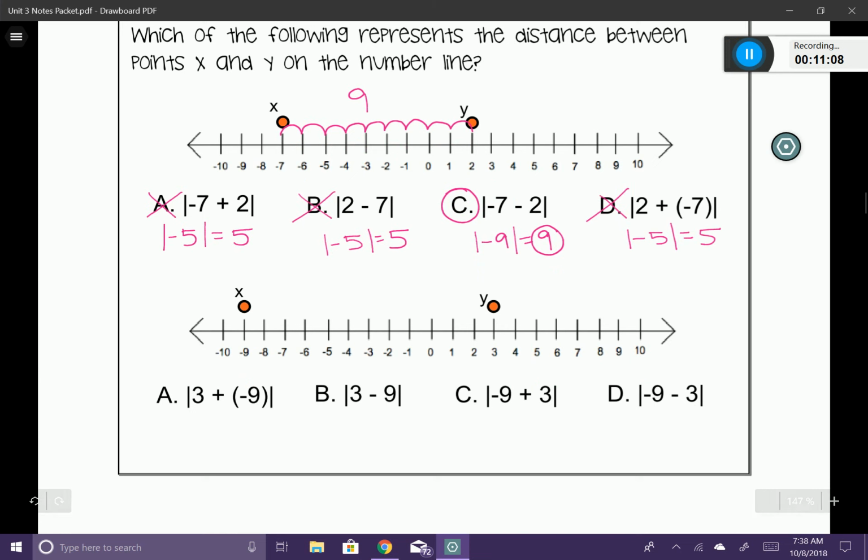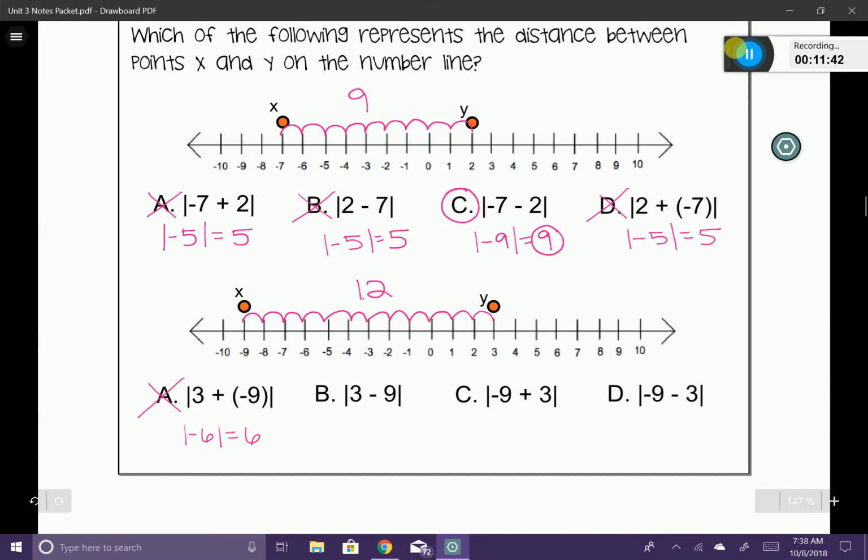Here's another example. Let's first go ahead and look at the two points X and Y and find the distance between the two numbers. 1, 2, 3, 4, 5, 6, 7, 8, 9, 10, 11, 12. So I'm looking for which one of these expressions yields positive 12, because that's the absolute value between X and Y. So the first one, A, 3 plus -9, that's going to give me the absolute value of -6, which is equal to 6, which is not 12, so let's go ahead and cancel that out.